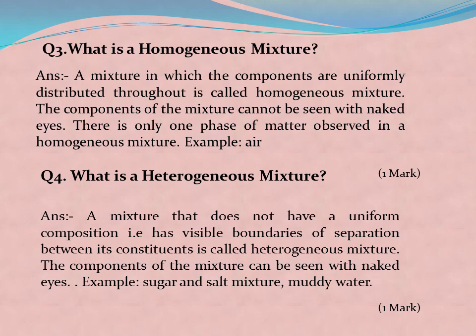Question number 3. What is a homogeneous mixture? Answer. A mixture in which the components are uniformly distributed throughout is called a homogeneous mixture. The components of the mixture cannot be seen with the naked eye. There is only one phase of matter observed in a homogeneous mixture. Example: air.